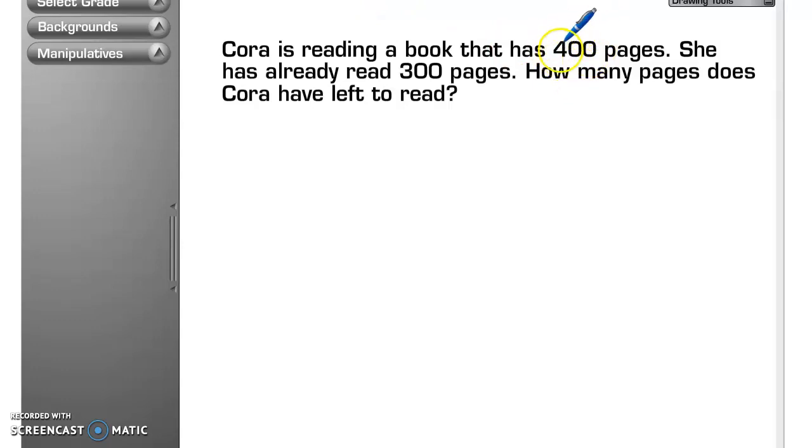Using the cubes method, I would circle the numbers, which is 400 and 300. I'd underline how many pages does Cora have left to read, and I would box the clue word, which is left. So I know the key word left tells me this is a subtraction problem. So what I would do is 400 minus 300, and that would equal 100. The trick that I used is subtracting by place value. So 4 minus 3 is 1, and then adding the zeros back, which would be 100.